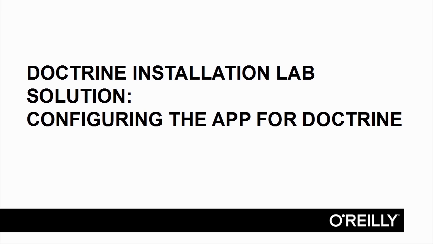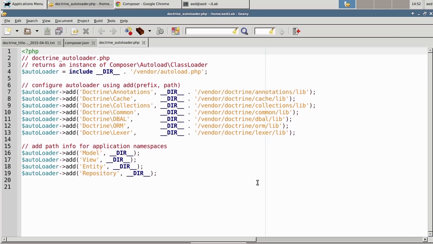In this video, we will cover the Doctrine Installation Lab solution for configuring the application for Doctrine. Borrowing from one of the many examples available, we create a file called doctrine_autoloader.php. First of all, we include an instance of the Composer autoloader.